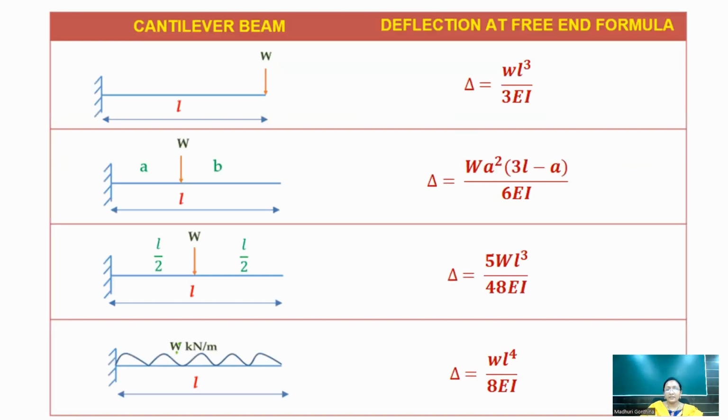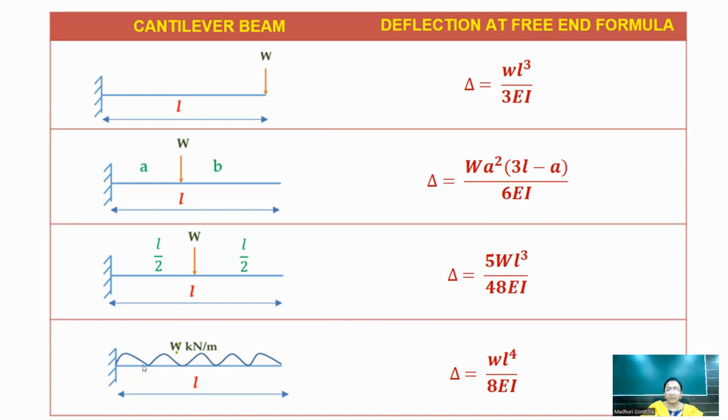Now we are going to see the deflection formulas for different loading conditions of a cantilever beam. As we already derived, when we have a point load at the free end, the deflection formula is WL cube by 3EI. When we have a point load at an eccentric distance, the deflection at the free end will be equal to WA square into 3L minus A by 6EI. Similarly, when you have a point load at the center, the deflection at the free end will be equal to 5WL cube by 48EI.